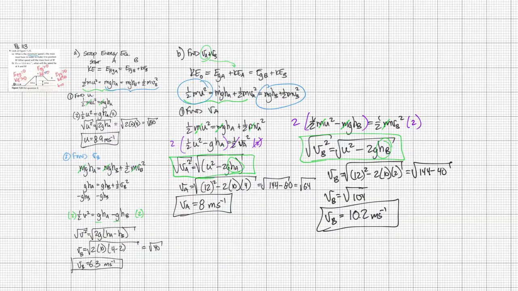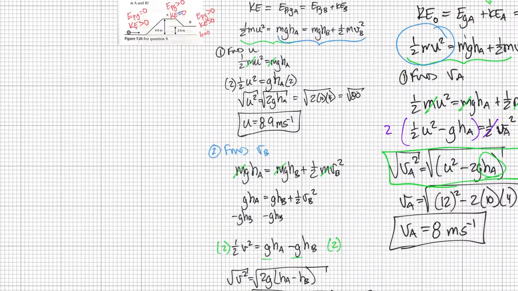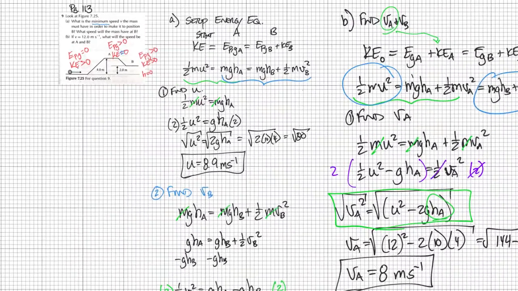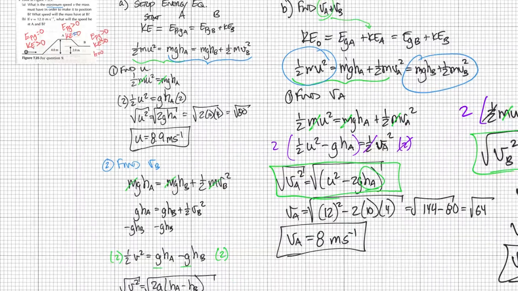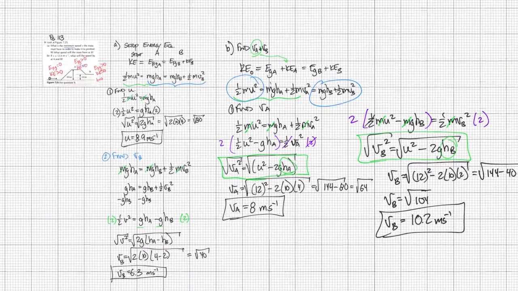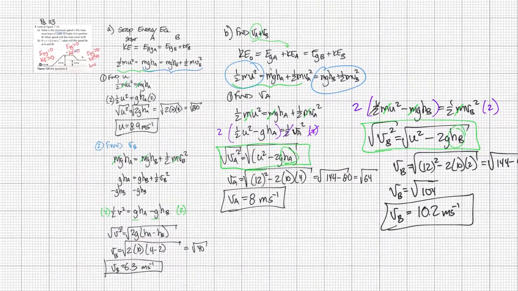All right, and those answers should make sense. At B, I should have a higher velocity. At B, I've gone back down the hill, so an answer of 8 and 10.2 work out for that.